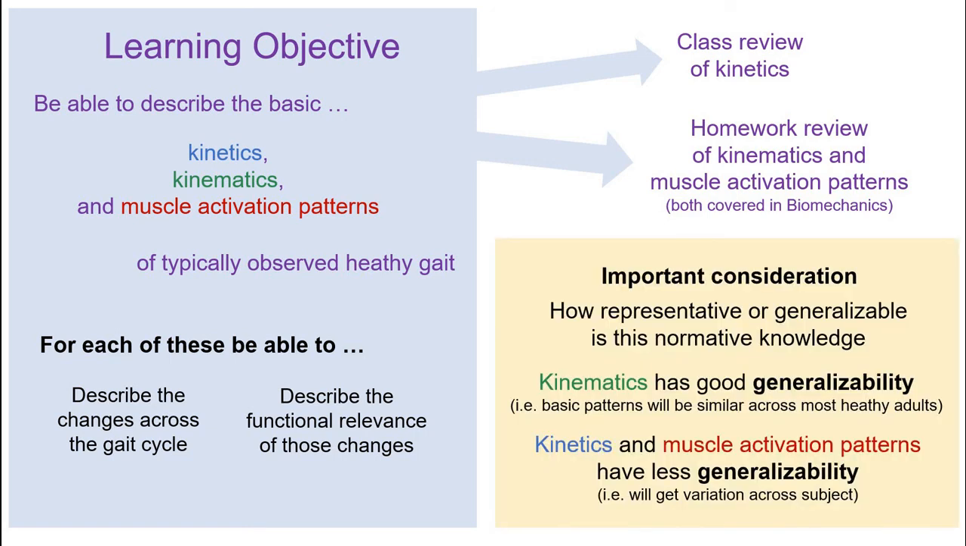When you're working through this material, you should keep in mind how representative or generalizable the knowledge that you're learning is. Gait kinematics have good generalizability. This means that you can expect the gait kinematics to be quite similar across many healthy adults that you look at. Kinetics and muscle activations, on the other hand, have less generalizability. This means that you are likely to observe variation across people, and even across the same person on different occasions. Part of the reason for this is related to the concept of adaptive covariation that we encountered in the first part of the class.